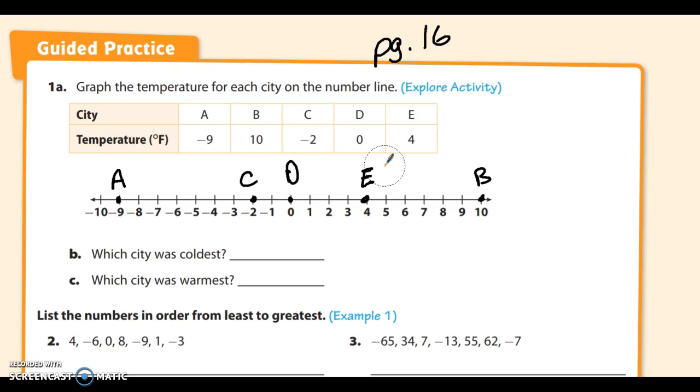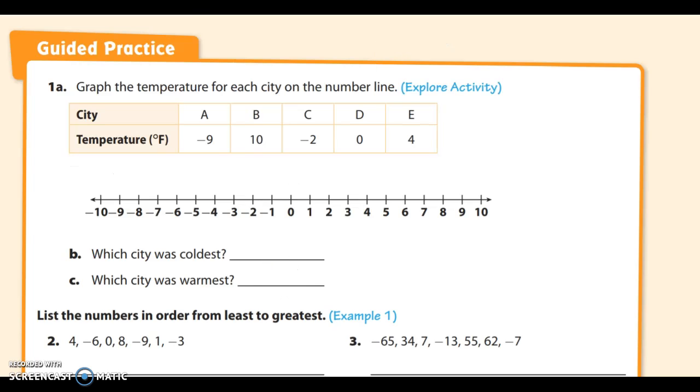Second question, which city was the coldest? Well, if you think about it, the positive numbers are over here and the negative numbers are over here, and negative temperatures are colder than positive temperatures. So the most negative city would be -9. That's going to be city A. And so if farthest to the left is our coldest, then farthest to the right would be our warmest. So the answer to the question C is B is the warmest city.